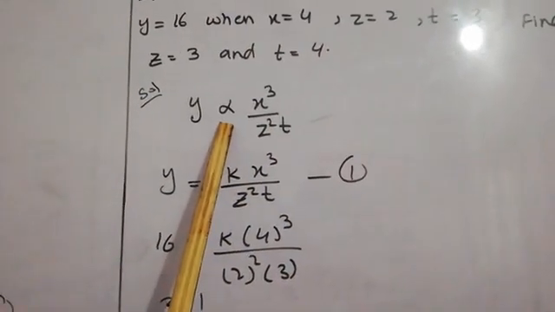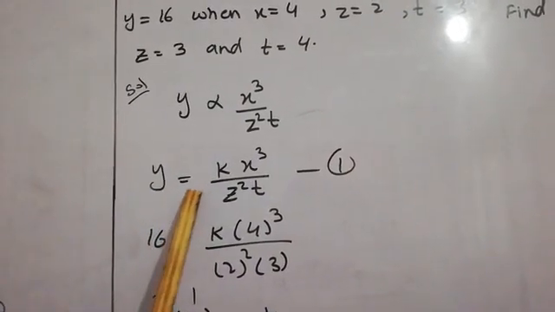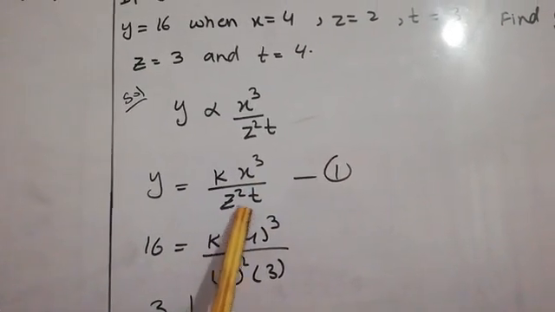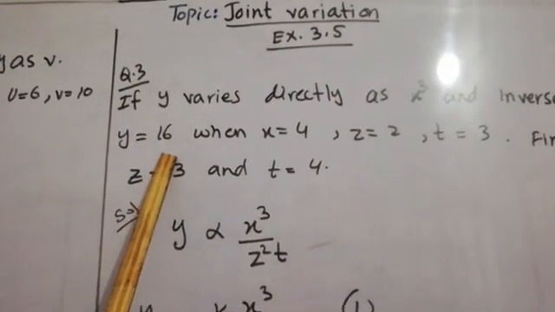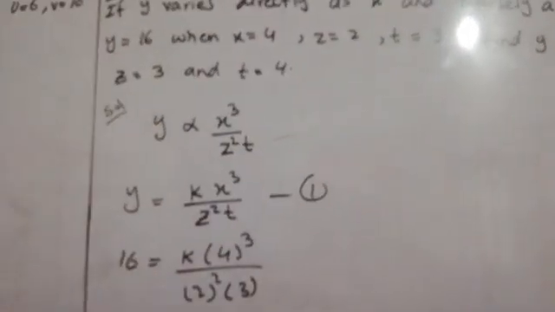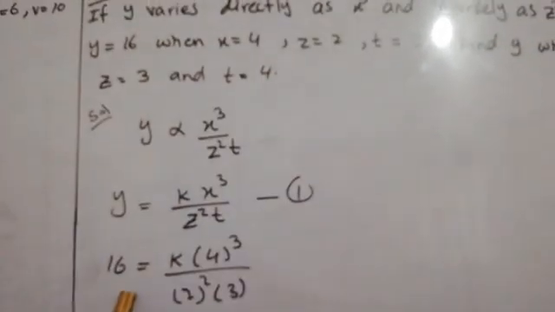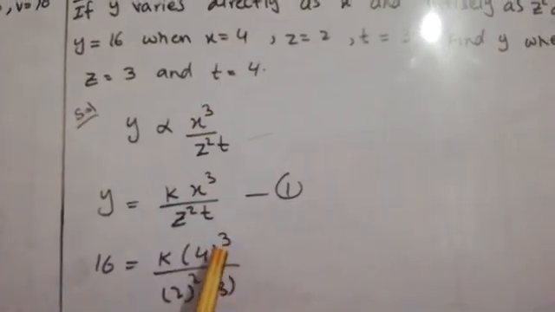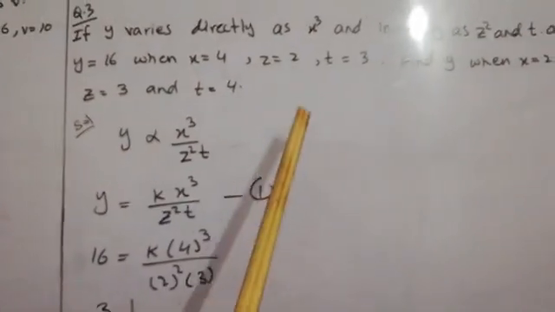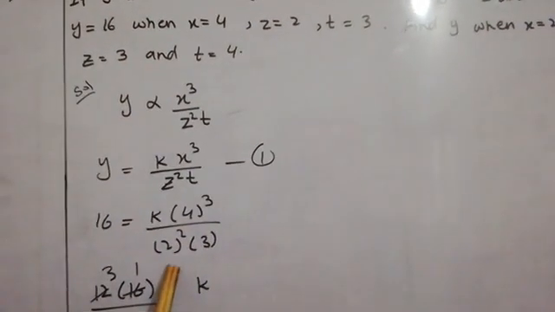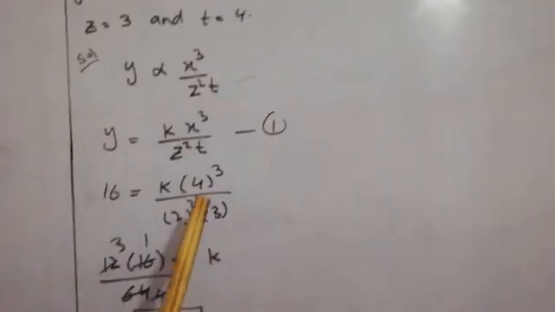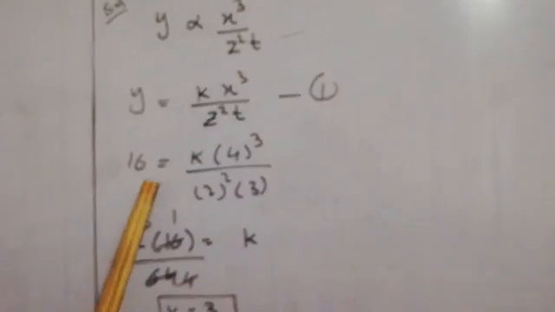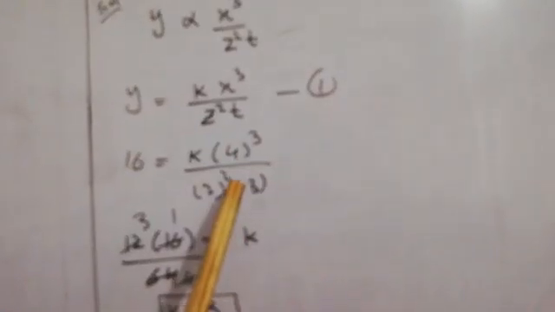Change the proportional sign to the constant. Put Y is equal to K X cube by Z square into T. This is equation number 1. Now we have the values, and Y is equal to 16 when X is equal to 4. So we will put Y equal to 16 when X is equal to 4. Put the value of 4 here, and Z is equal to 2, put the value of Z here, and T is equal to 3. So we will put the values of Y, X, Z and T.